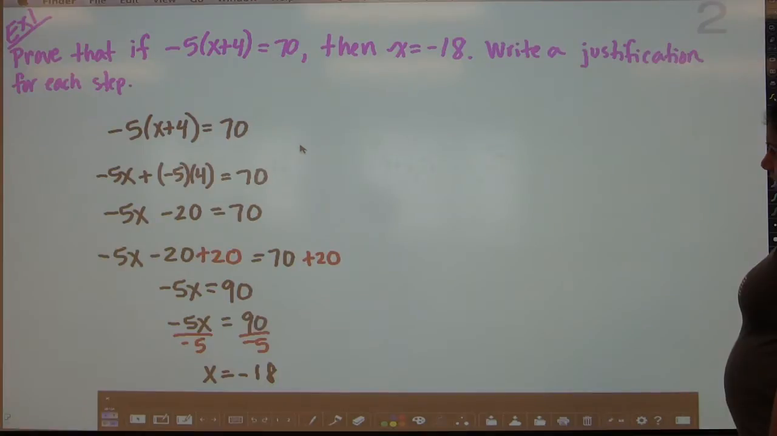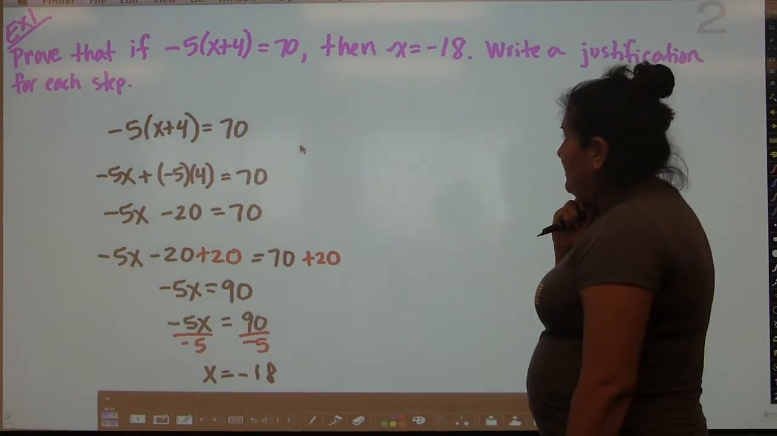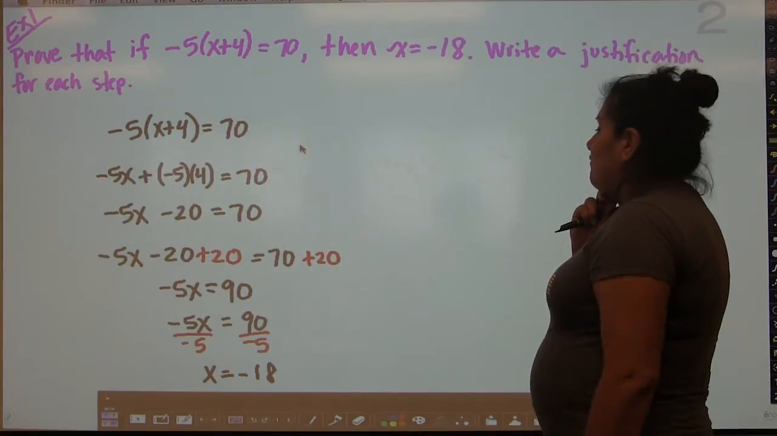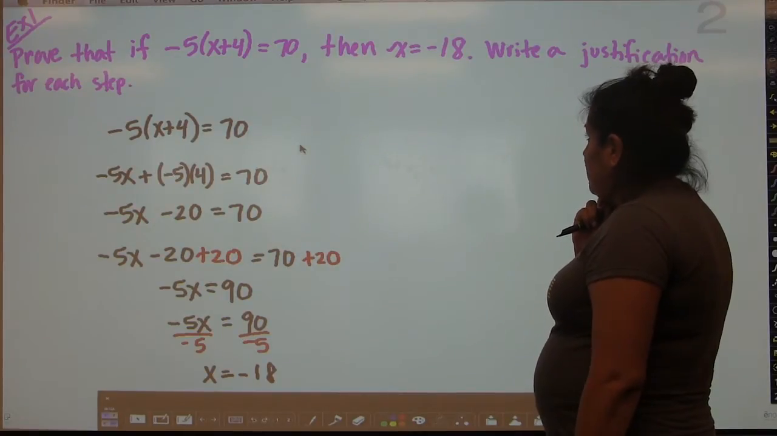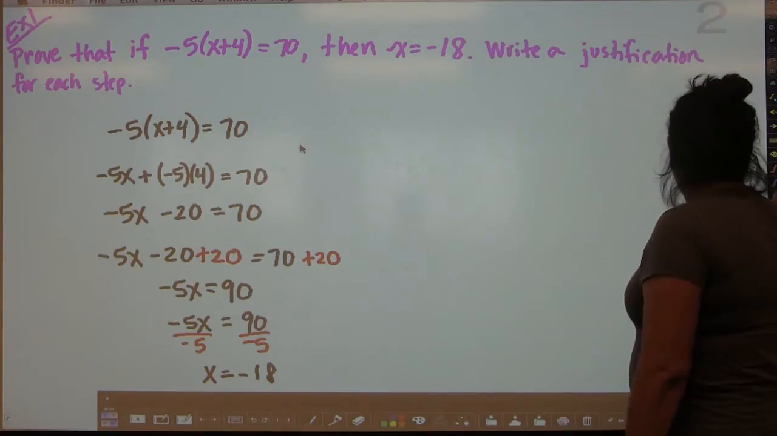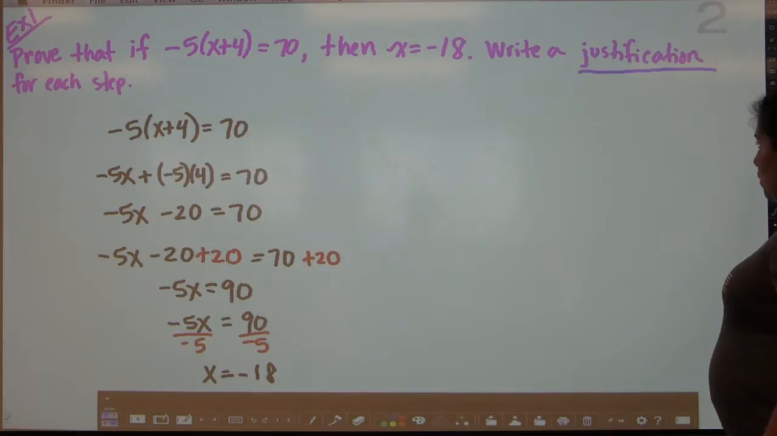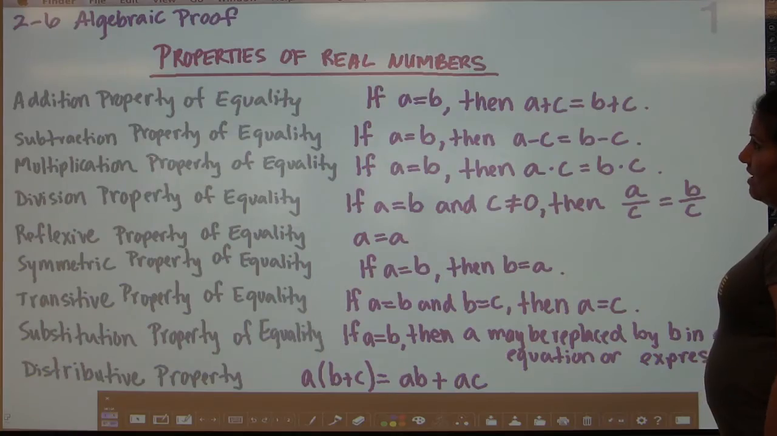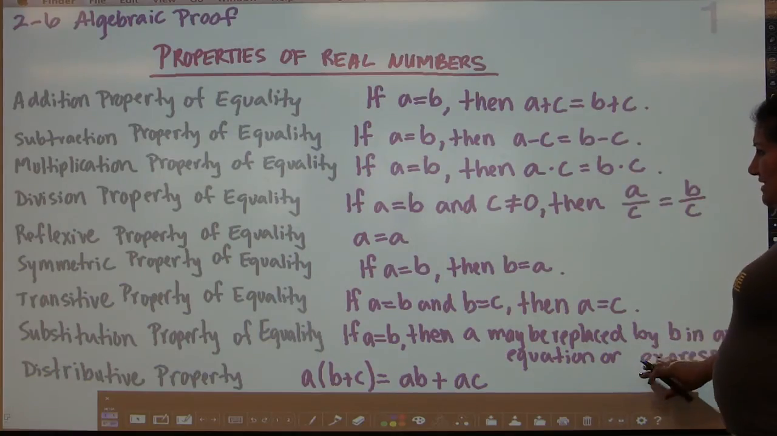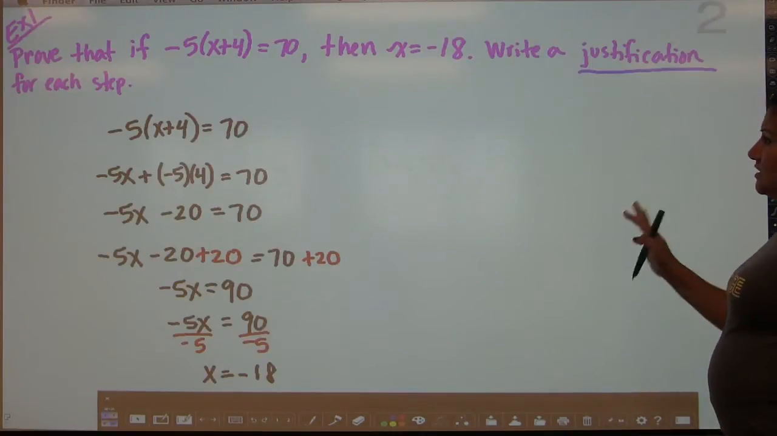Before we begin, it says here, prove that if -5 times x plus 4 equals 70, then x equals -18. Write a justification for each step. And when it says justification, that's the hard part, or the frustrating part, I guess you should say. These are our justifications. When it says justification, you're going to be writing one of these properties in these blanks.